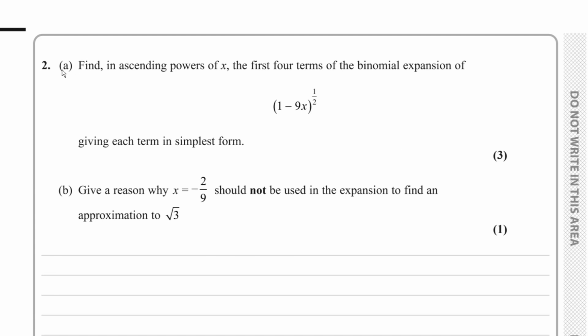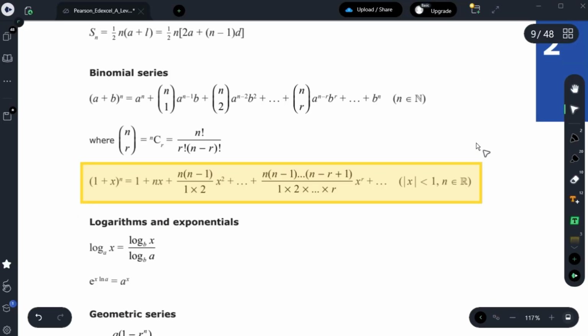Question number 2, part A. Find in ascending powers of x the first 4 terms of the binomial expansion of (1 subtract 9x) to the power of 1/2, giving each term in simplest form. In this question, we would have to use the formula highlighted here.